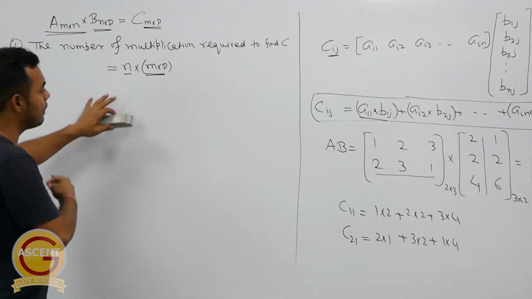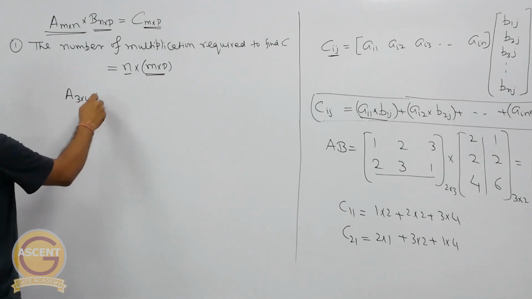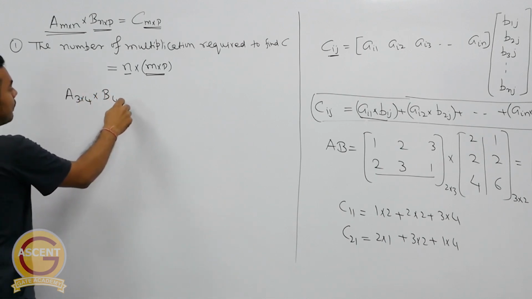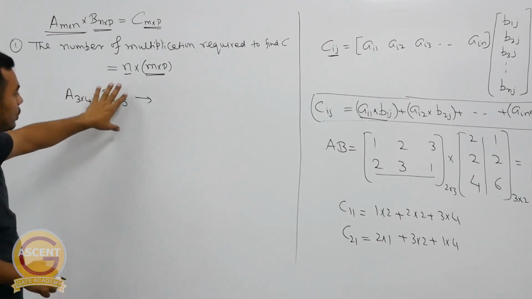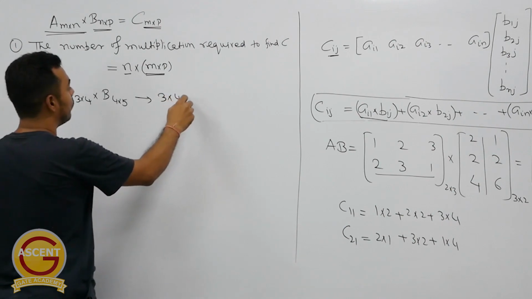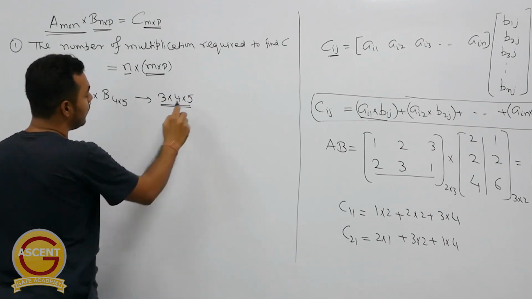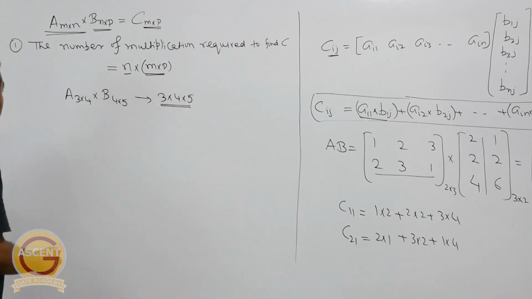So this is a very important formula. For example, suppose I have a matrix A of order 3 into 4, and another matrix B of order say 4 into 5, and I have to find how many multiplications are required to find the product of these two matrices. This will be simply 3 into 4 into 5. These many multiplications are required to find the product of these two matrices. So this is the first formula.